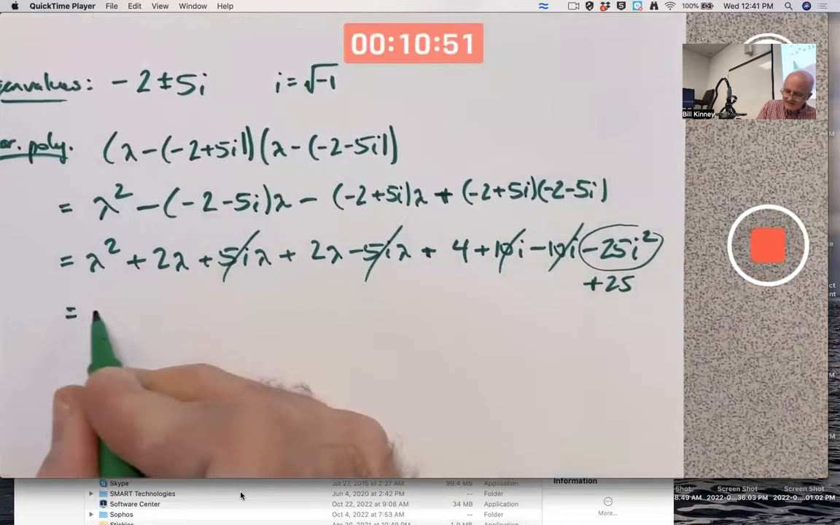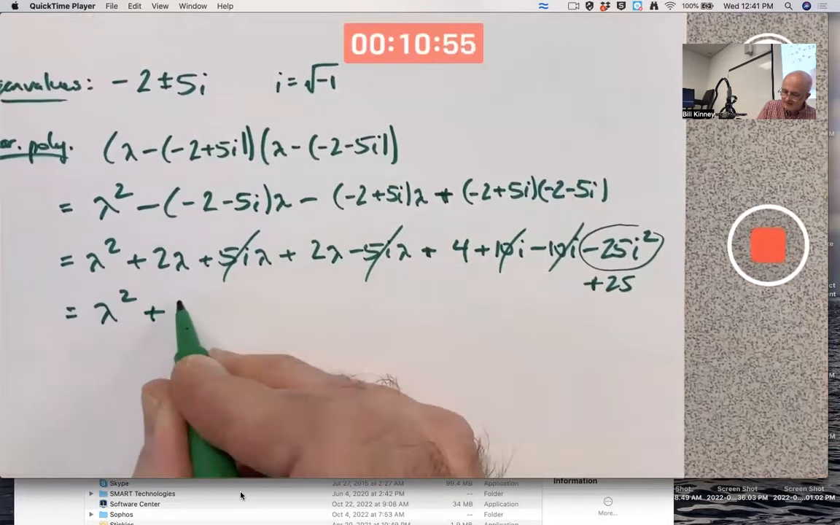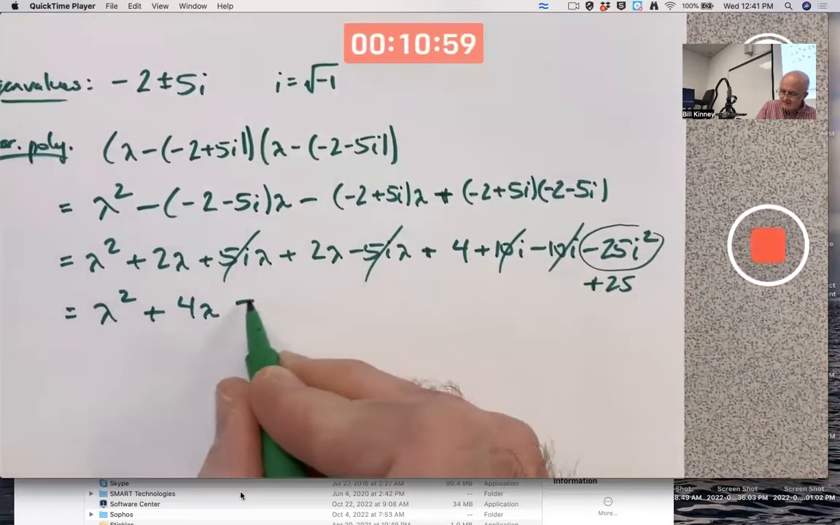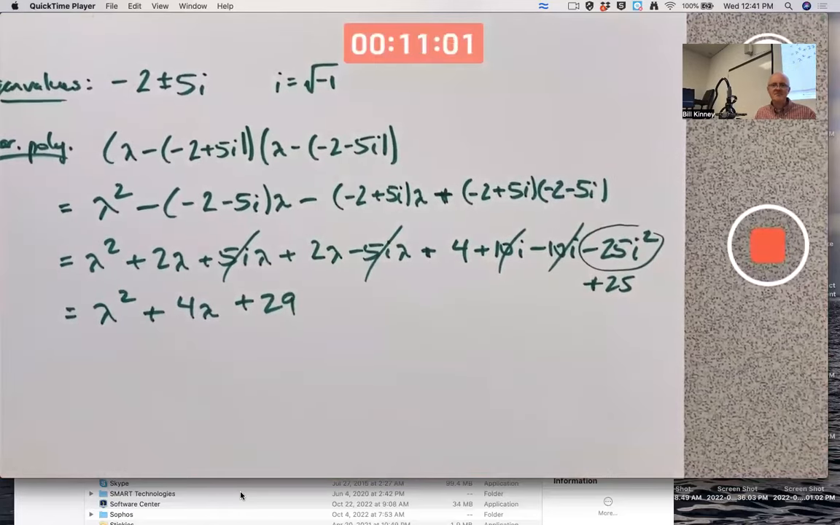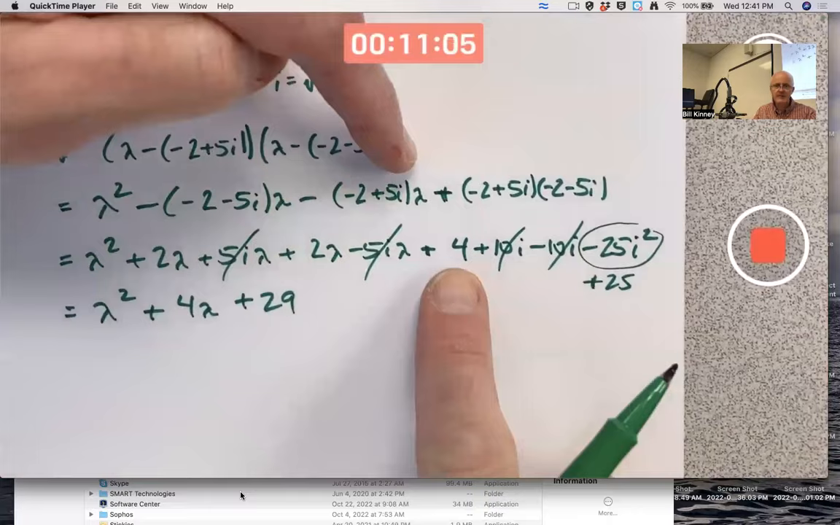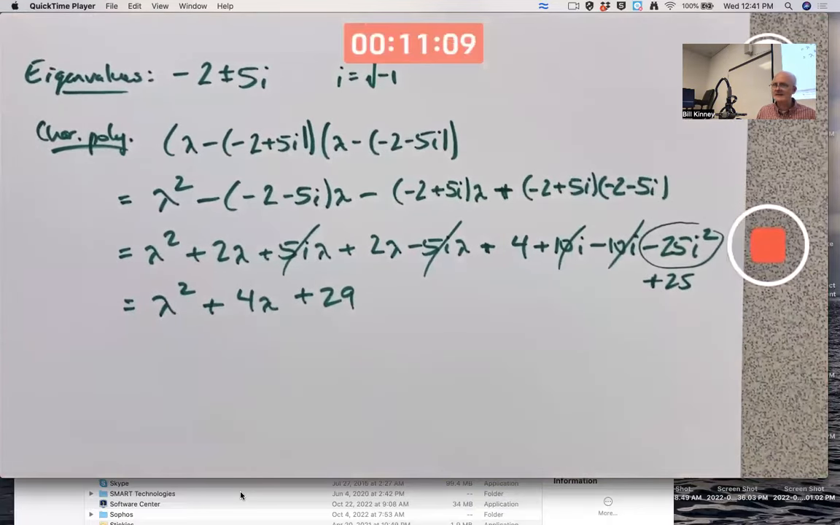So all this simplifies to lambda squared plus 4 lambda plus 29, it looks like, if I did not make a mistake. 2 lambda plus 2 lambda is 4 lambda, and then the 4 plus 25 is 29. That's going to be the characteristic polynomial that will have these eigenvalues.